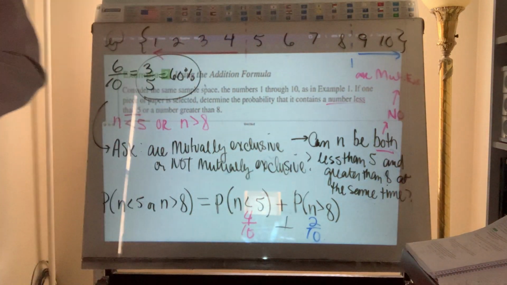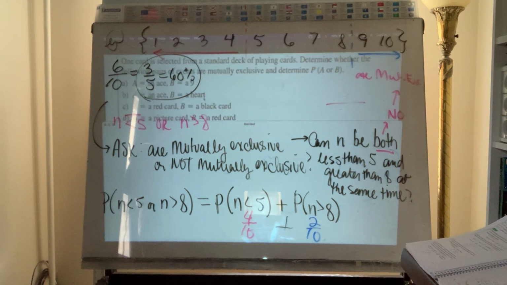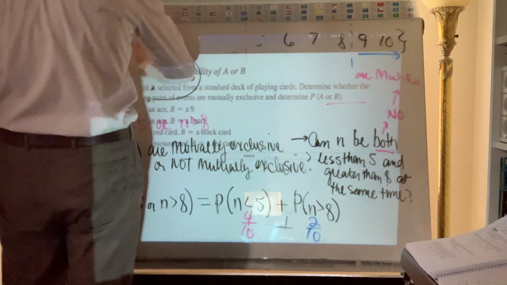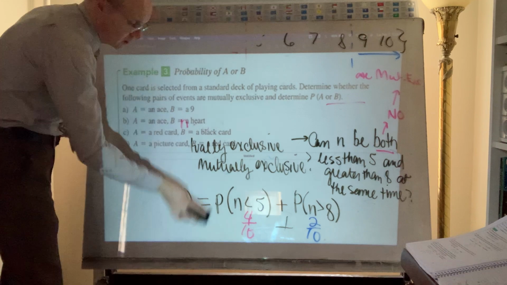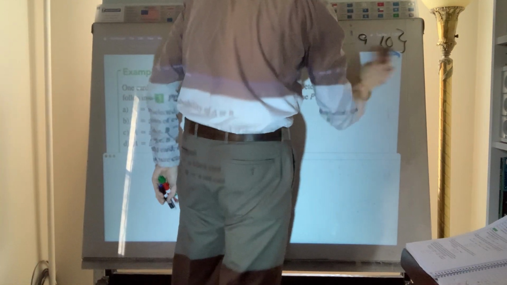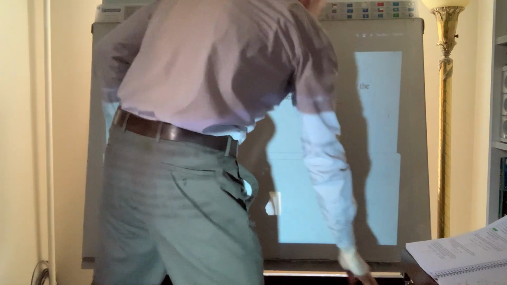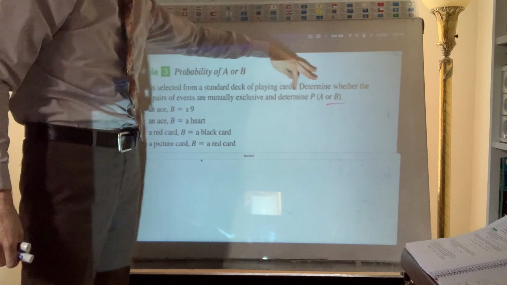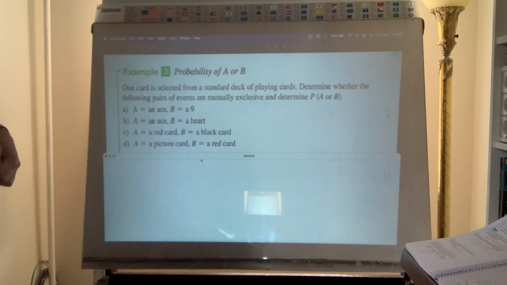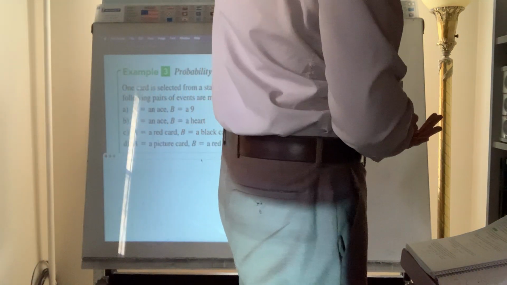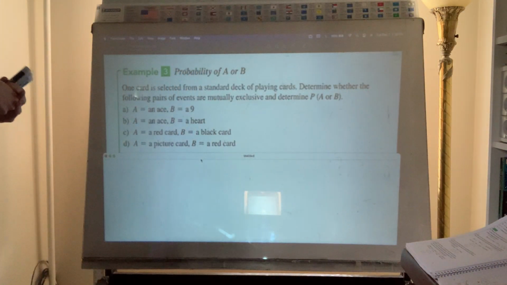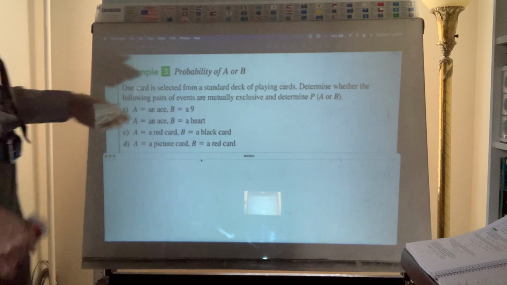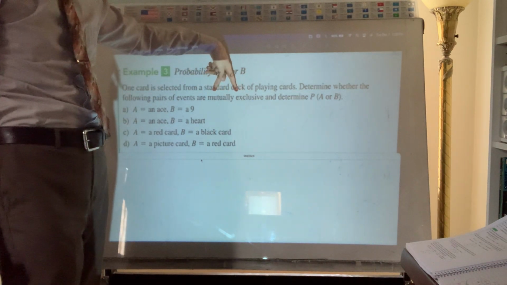Take a look at number 3. There's a lot to it here. One card is selected from a standard deck of playing cards. Determine whether the following pairs of events are mutually exclusive, and determine the probability of A or B. First thing, second thing. You don't necessarily have to calculate the probabilities in either event. The point of this exercise is to familiarize yourself with mutual exclusivity.